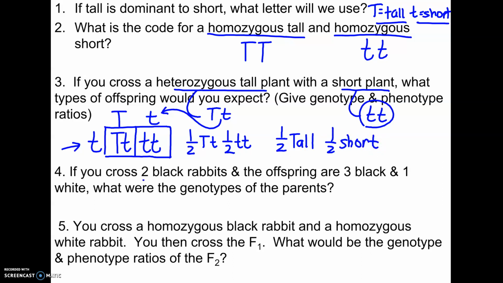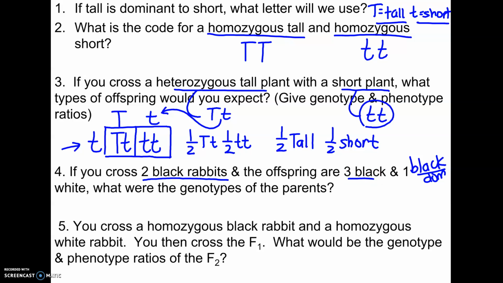Question 4, we crossed 2 black rabbits. I forgot to say that black was dominant, although you could actually figure that out from the offspring, but let's just clear that up. For number 4 and 5, black is dominant, white is recessive. So we crossed 2 black rabbits, the offspring come out 3 black and 1 white. What were the genotypes of the parents?